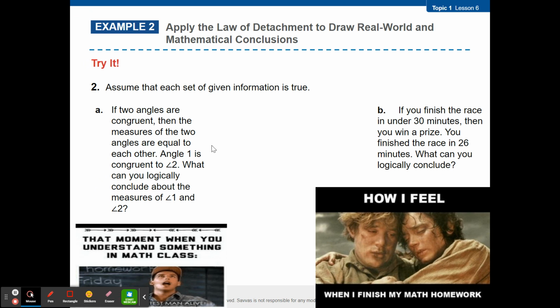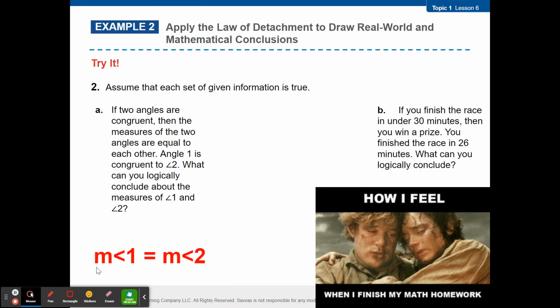All right, let's talk about letter A. So what can we conclude about letter A? Yeah, the measures of the angles are equal. So in this case, the measure of angle 1 is equal to the measure of angle 2. This little M in front means measure.